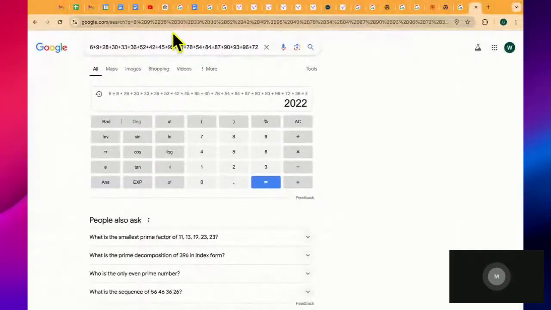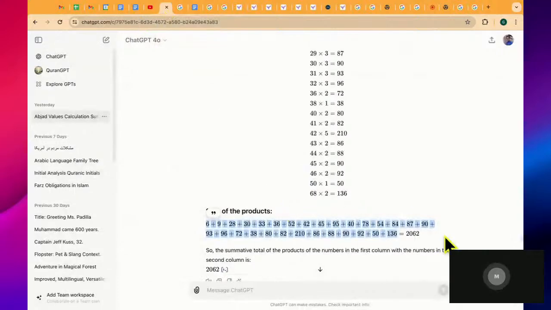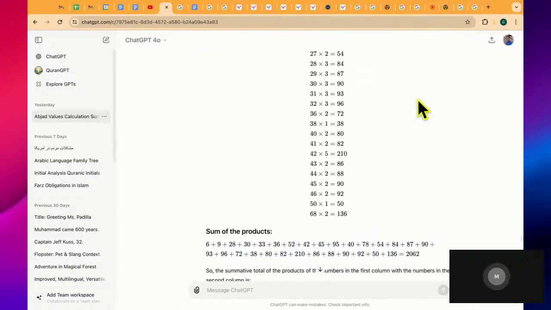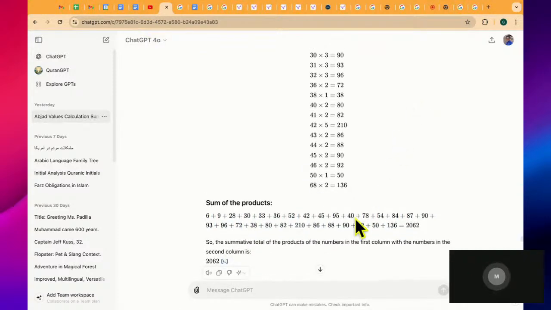But ChatGPT ended up with a wrong number for some reason. I don't know what that reason is, that it messes up the additions. Probably it's a problem with ChatGPT. It's a wonderful tool, but it has some mistakes. At the bottom of it, it said ChatGPT can make mistakes.